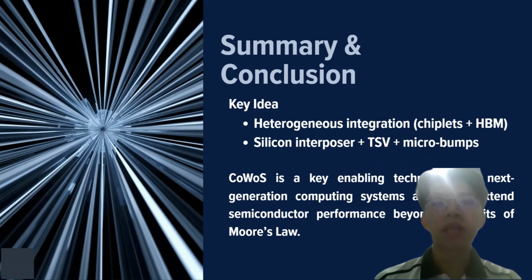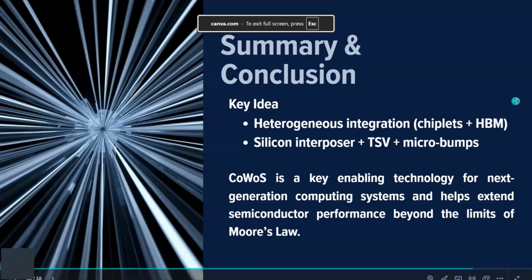Compared to normal system-on-chip, the chip-on-wafer-on-substrate is more flexible. It allows different types of chips made with different technologies to work together in one system. However, there are still challenges such as heat management, reliability of TSV, and high production costs. In conclusion, the chip-on-wafer-on-substrate is an important technology that supports modern computing and helps continue performance growth beyond Moore's law.